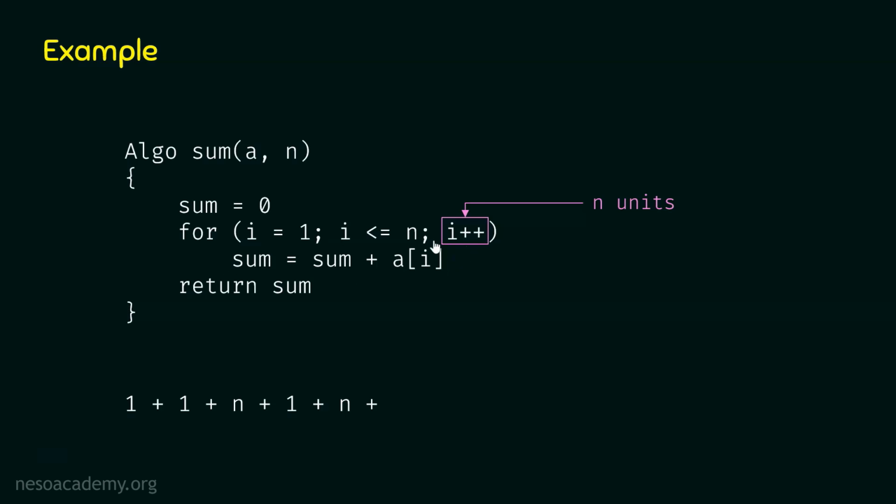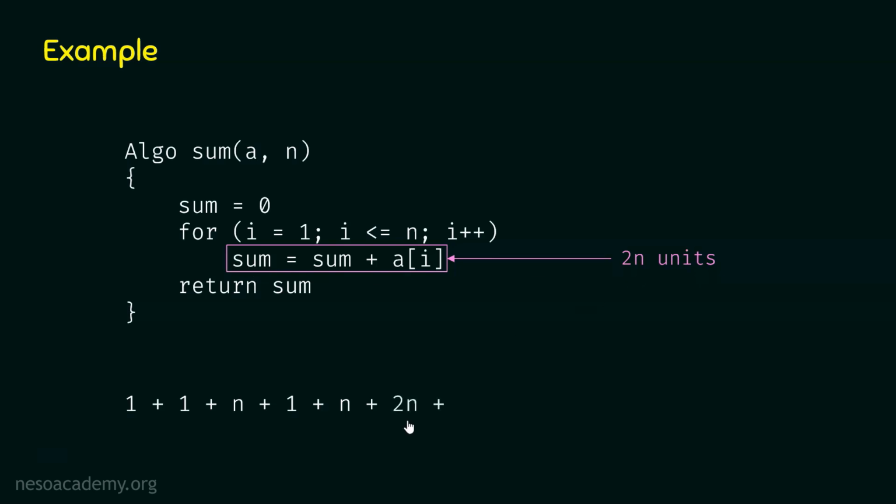The execution of this statement also depends upon this condition. Hence, when this condition is true, then this statement will execute. When this condition is false, then this statement will not execute. So it is clear the number of times this statement will execute is also n. But here we have a total of 2 instructions. Therefore, the total time required to execute this statement is 2n units. The frequency count of the statement is 2n. So now we can add 2n here as well.